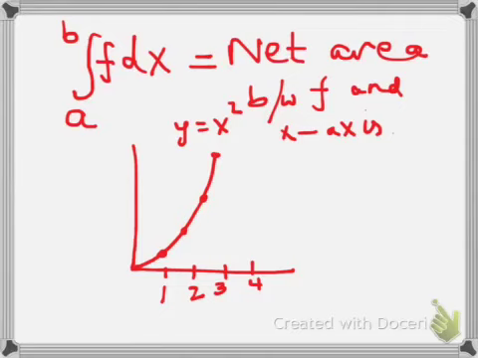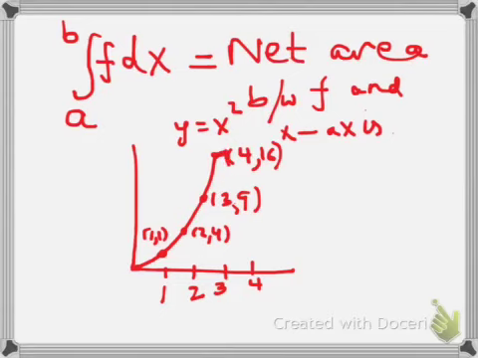But suppose the only things you know are the points, which are (1, 1), (2, 4), (3, 9), and (4, 16). My graph is a little bit off, so this is my point 4. Suppose you're looking at this area right here. How would you approximate this area?